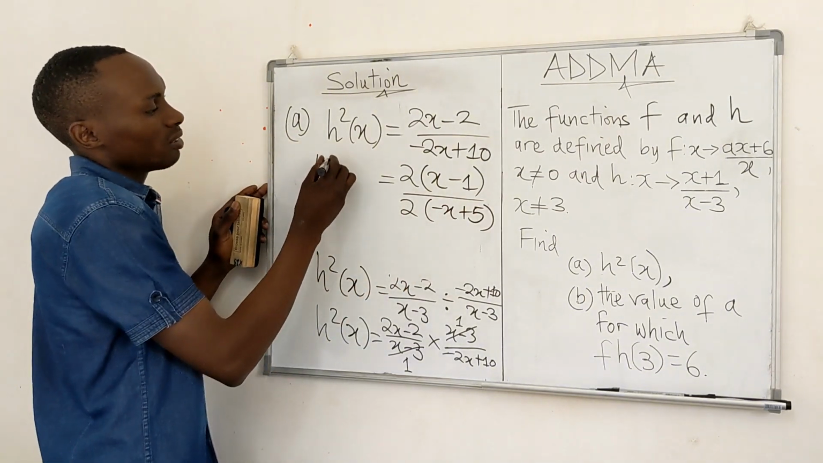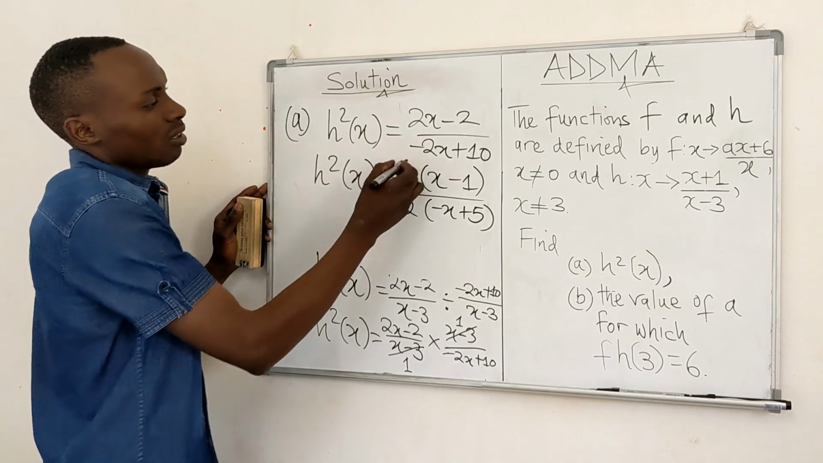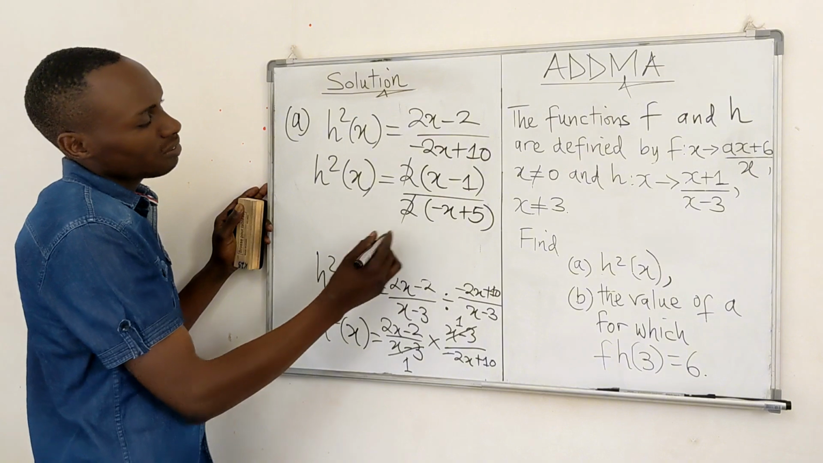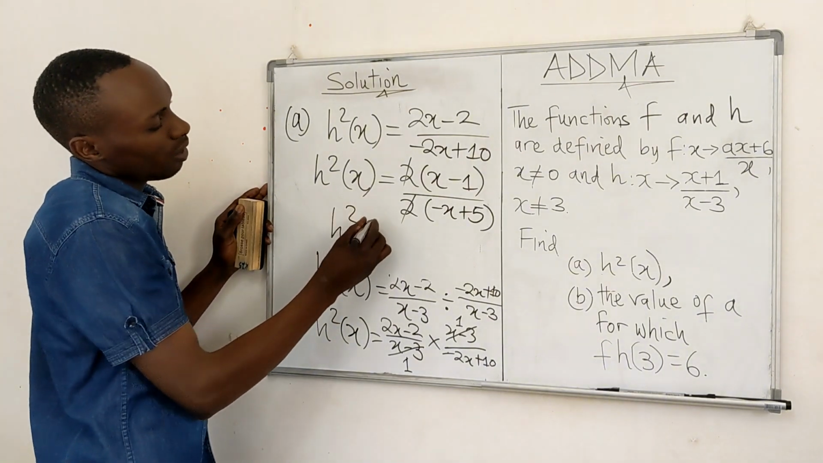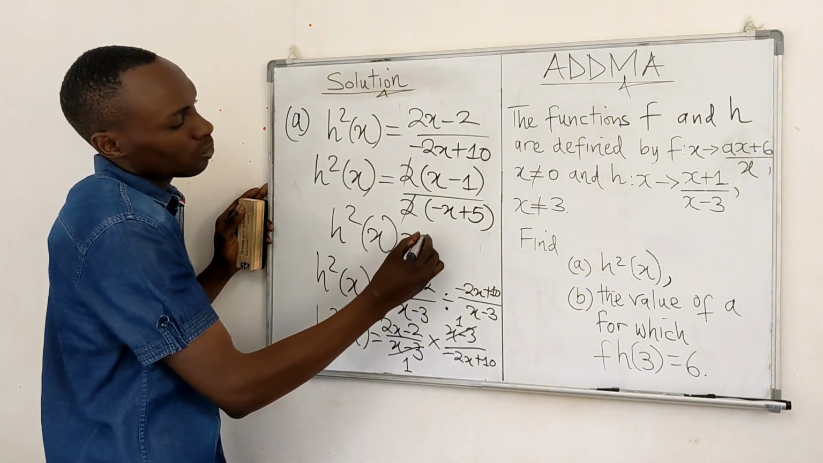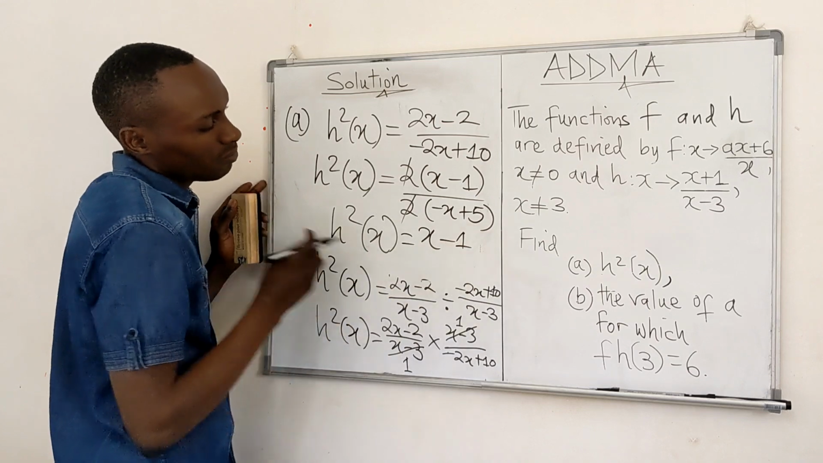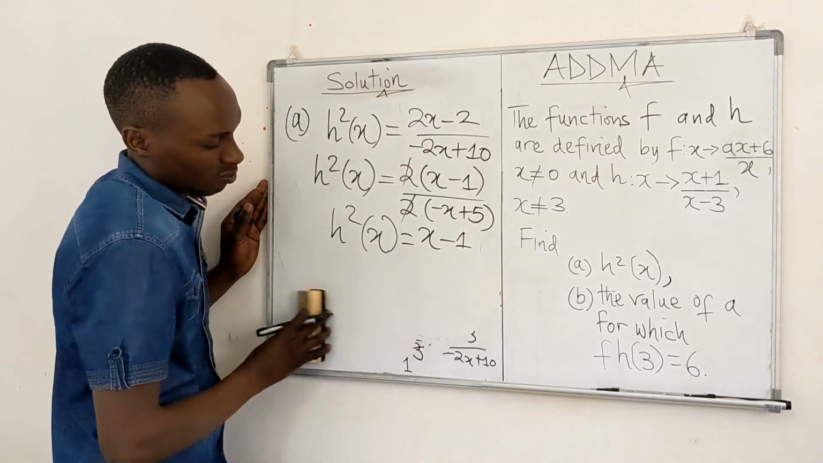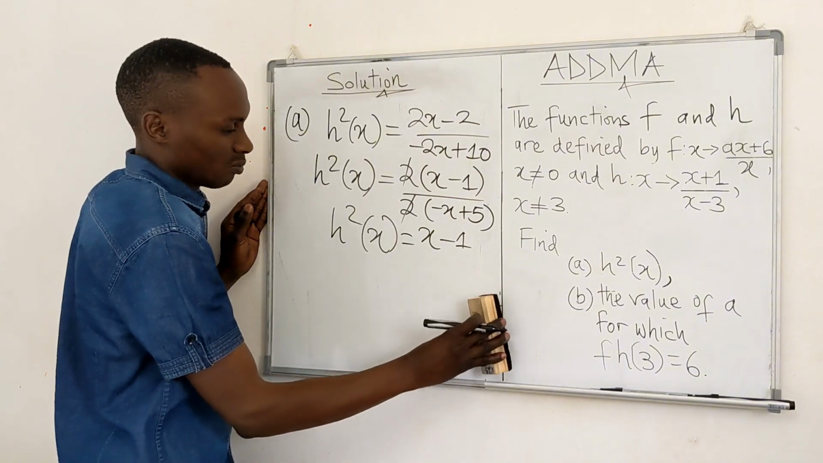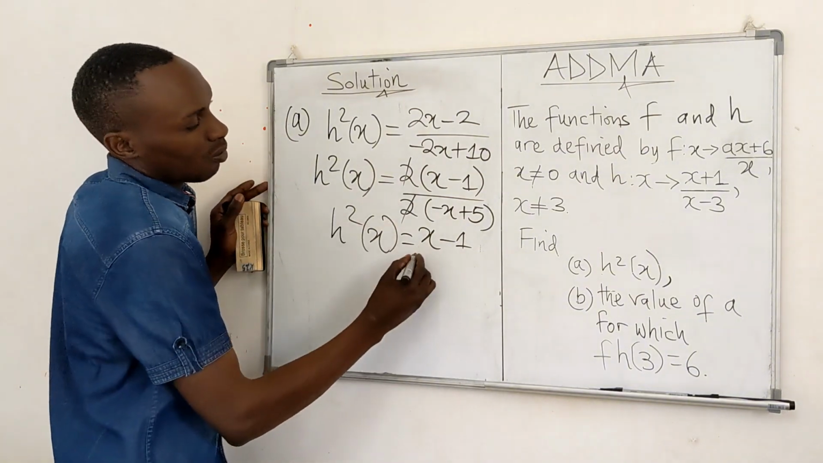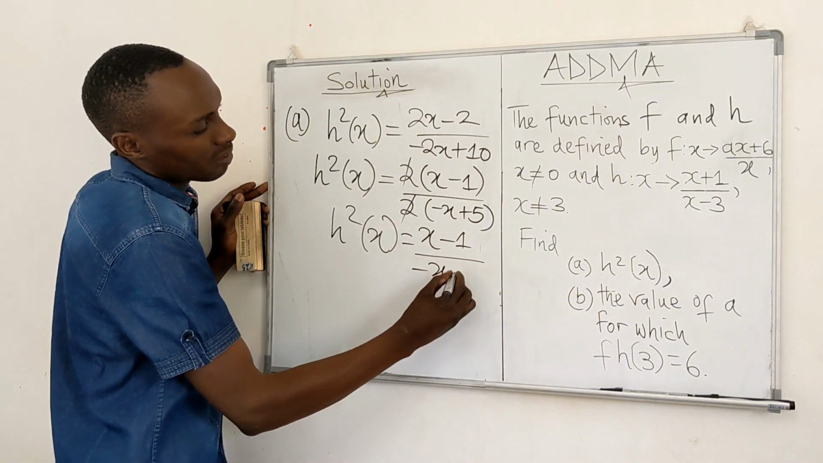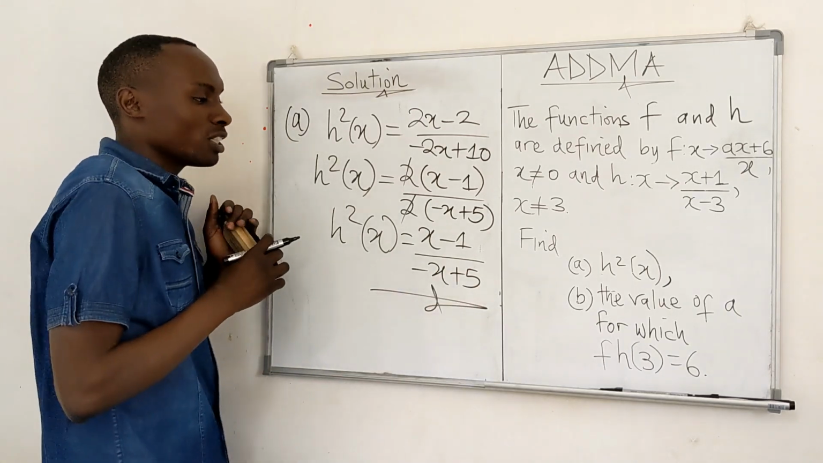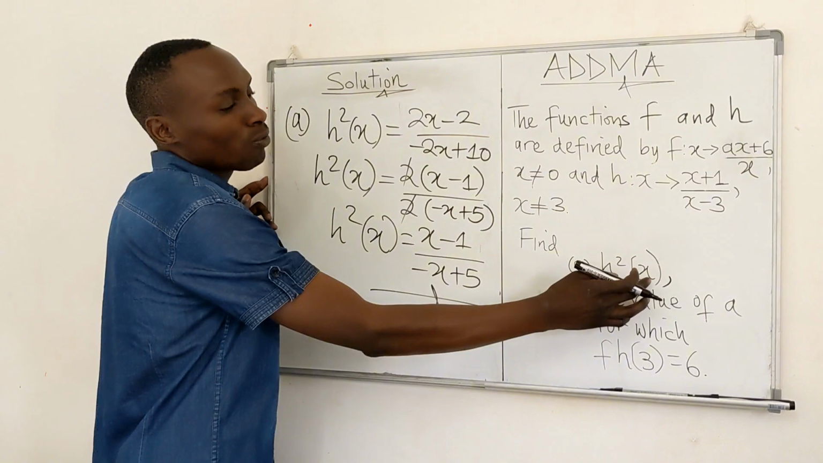So this gives 2 into 2, that is 1. And then h squared of x is equal to (x - 1)/(-x + 5). So this is what we get for the first part, h squared of x.